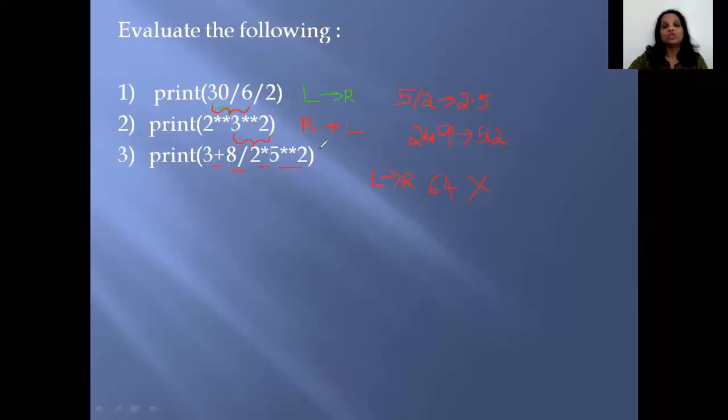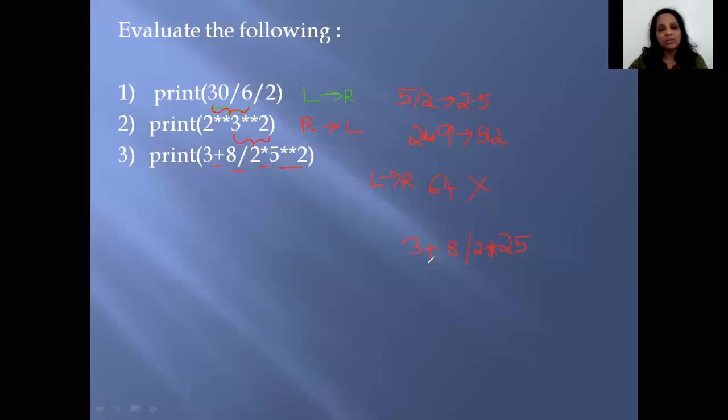So what am I going to be evaluating first? I'm going to do 5 raised to 2. 5 raised to 2 is nothing but 25. Okay, I'm still left with 3 plus 8 divided by 2 into 25. Now what am I left with? The addition, the division, and the multiplication. Now, who has higher priority among all the 3? Division and multiplication both have the same priority, but you will do first the one that appears first.